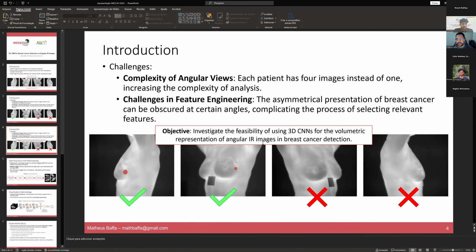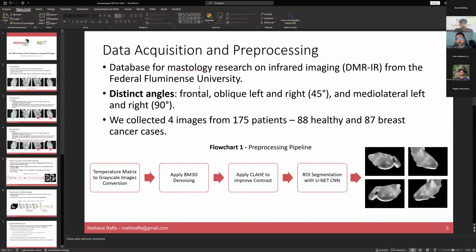So to develop this work, we used the database for mastology research from the Federal Fluminense University. The images in this database are collected in different angles: frontal, oblique left and right, and medial-lateral left and right. Since we are investigating the use of angular images, and the frontal ones are already proven by many other researchers to be very good for detecting breast cancer, we just focus on the angular ones.